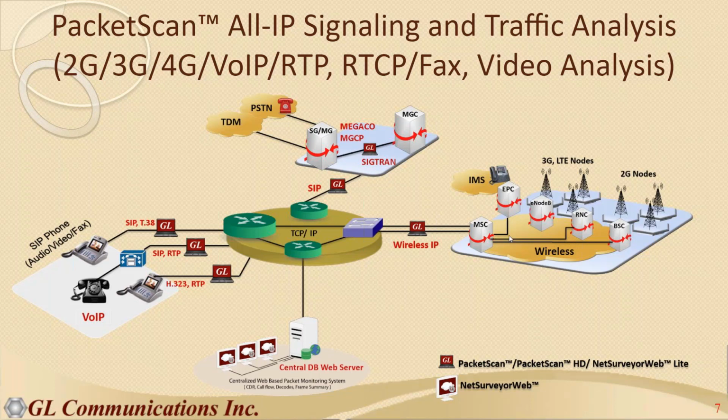On the right-hand side, we're showing a wireless IP environment. So now we're typically talking about GSM, LTE, UMTS over IP networks, and PacketScan can be deployed there. So PacketScan can be deployed toward the edge of your network or in the core of your network. And where IP is present, we can just deploy PacketScan, and we can start monitoring and capturing, and you'll get all the capabilities of PacketScan, which we're going to be showing you here as we progress.